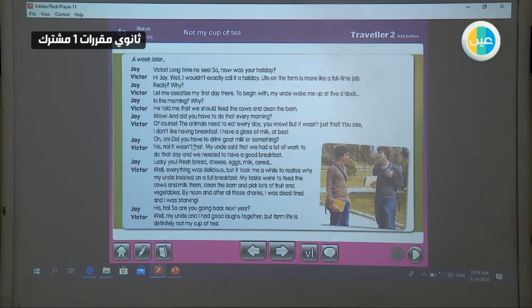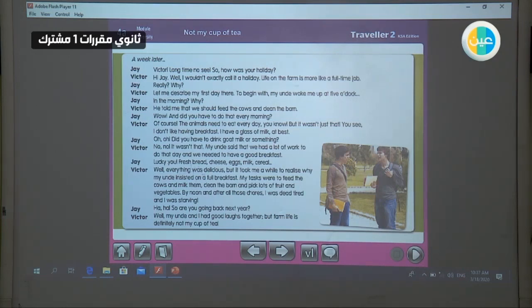Oh, do you have to drink goat milk or something? No, it wasn't that. My uncle said that we had a lot of work to do that day and we needed to have a good breakfast. So he needs some food to get some energy to do all the tasks or all the things that he should do. Lucky you. When you say to someone lucky you, that means things are just going as he wishes.